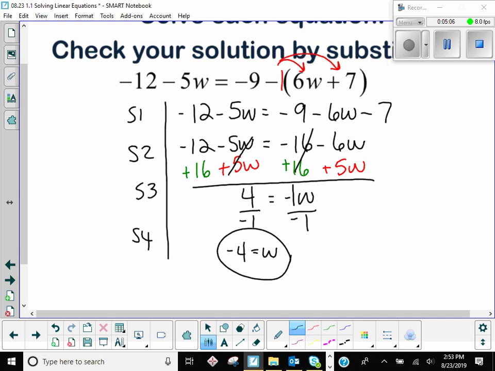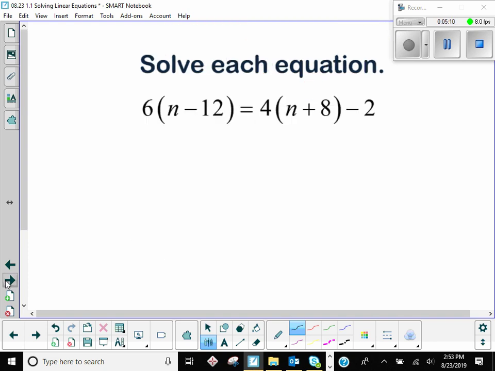Questions about this problem? Okay, you do that problem. It's kind of the same, just an additional distributive.